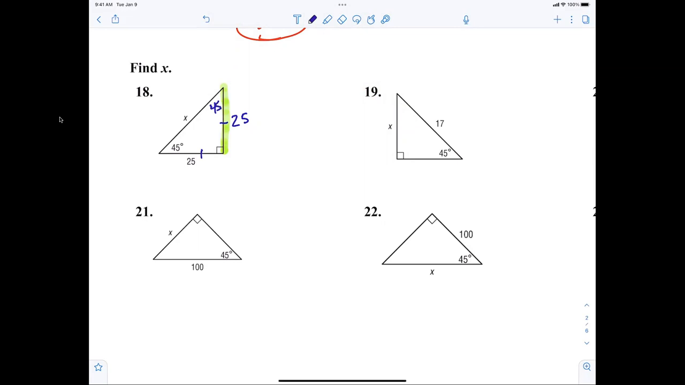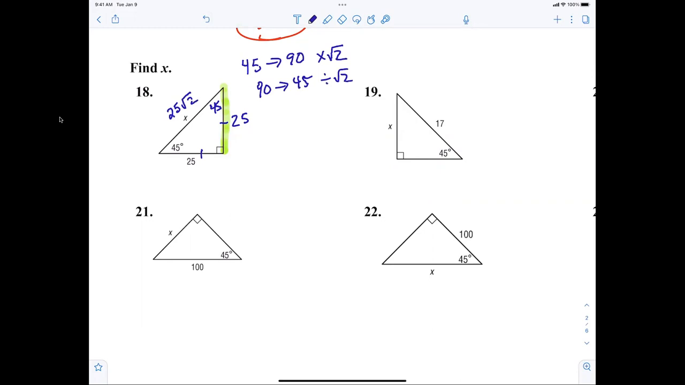Now, for those of you guys who are paying attention, then x is equal to what? Thank you. 25 radical 2. All right. Just to remind those of you guys, 45 to 90, you're getting bigger, correct? So all you have to do is multiply by radical 2. If I wanted to go from the 90 to the 45, what would I do? Divide by radical 2. That's the process.